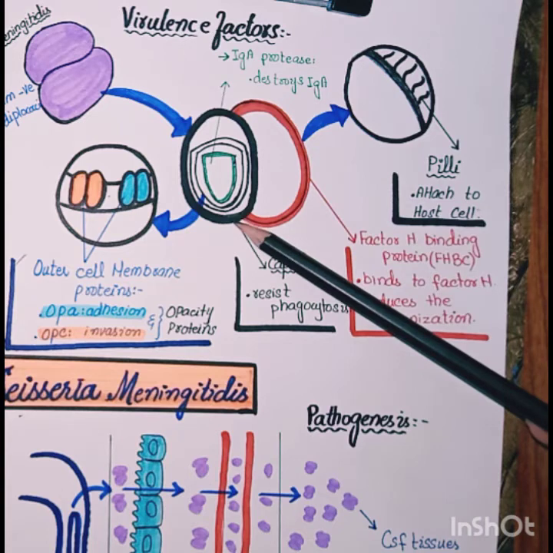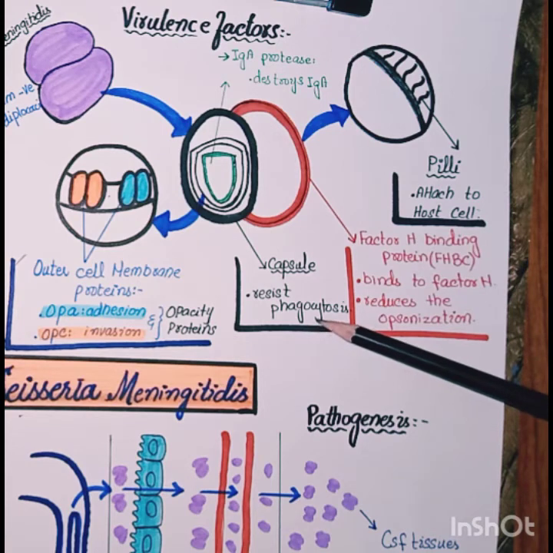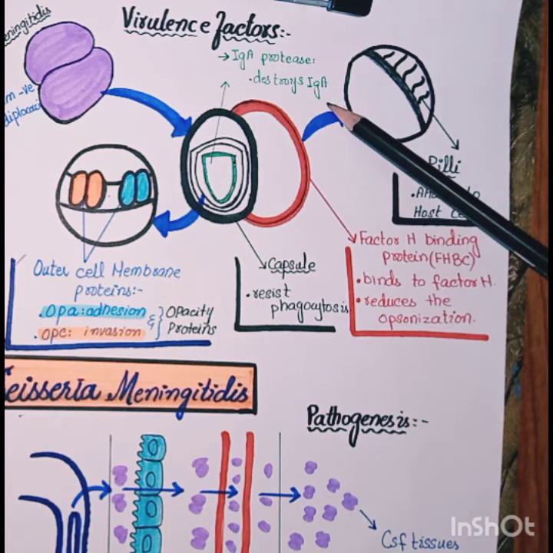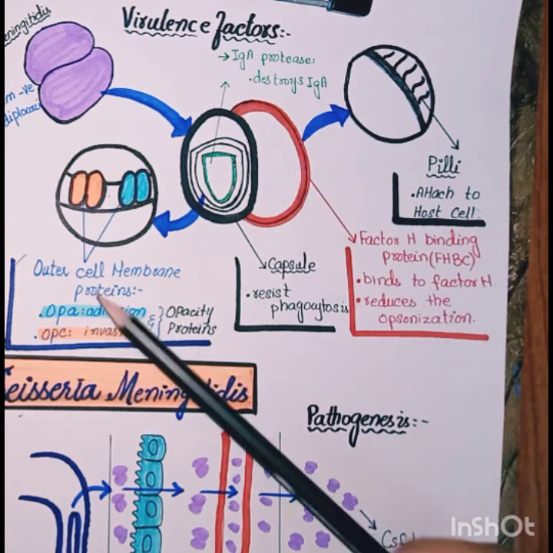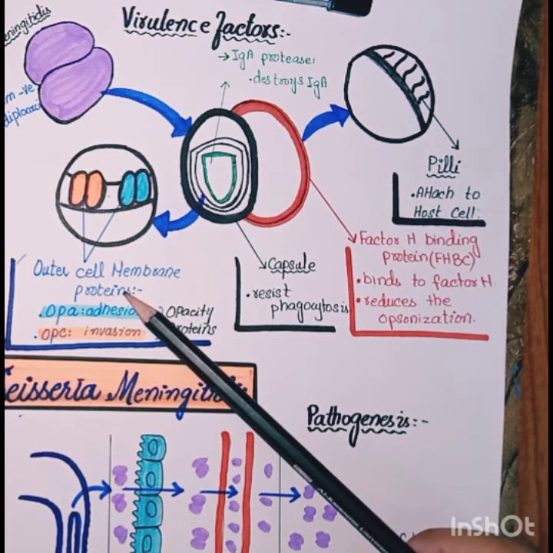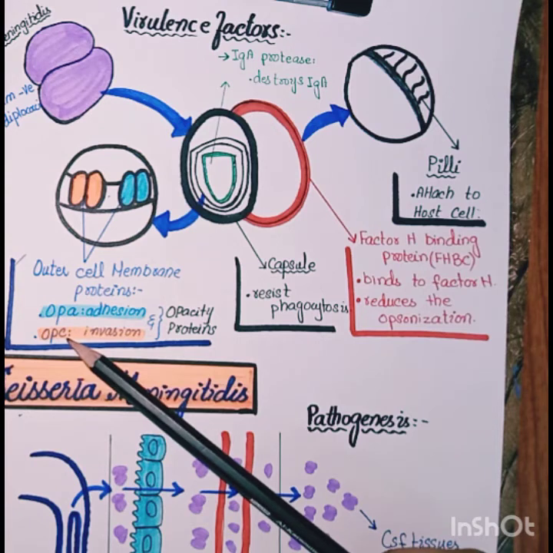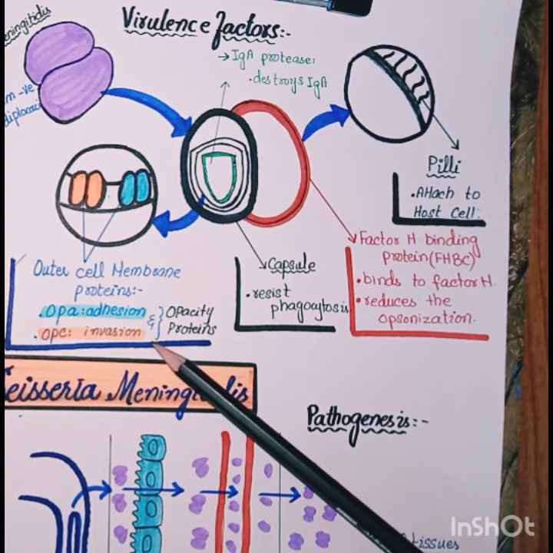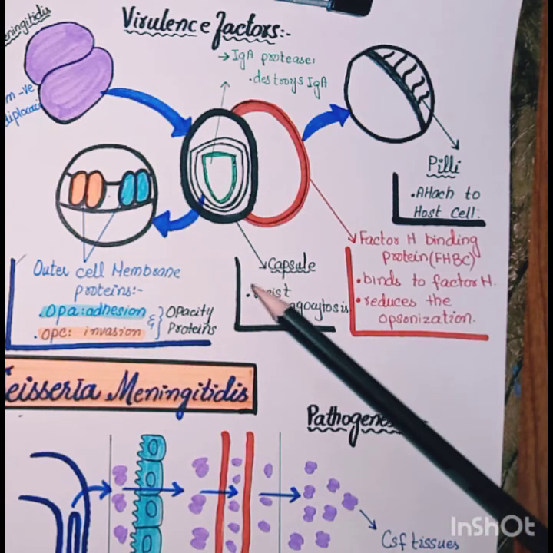Next we have the capsule, that is the polysaccharide capsule. What is the function of this capsule? It resists phagocytosis. Next we have the secretory IgA protease that destroys the IgA antibody or immunoglobulin. Next we have the outer membrane proteins. In Neisseria meningitidis, we have two proteins, OPA and OPC, collectively called opacity proteins. What is the function of these proteins? These proteins help in adhesion and invasion. This is the short description about Neisseria meningitidis.